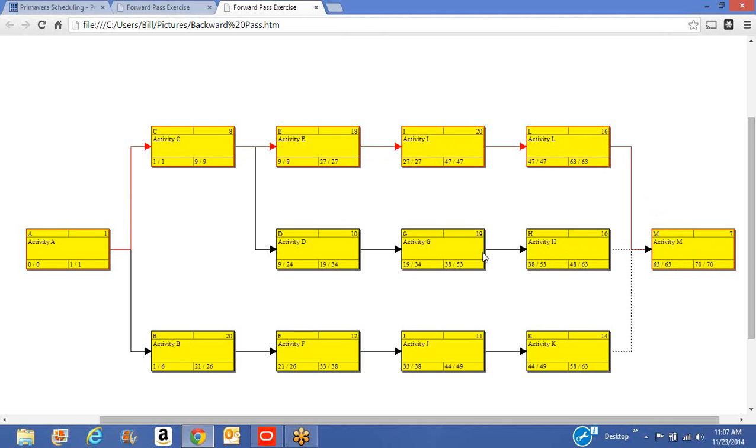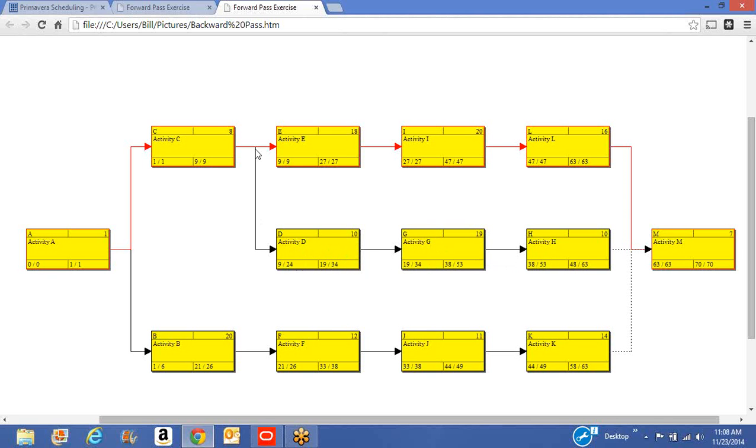Likewise, when we move backwards to activity G, we're on day 53 at the end. We subtract the duration of 19, we come up with 34. Day 34 versus day 19 is a difference of 15. Again, 15 days of float. On activity D, we know that it can finish on day 34. We subtract the duration of 10, we get 24 days. But the difference between the 24 and the 9 is 15 days. So this string of activities right here, they all have 15 days of float.